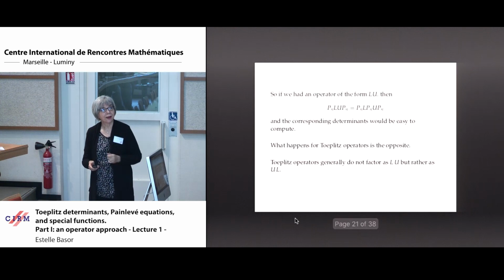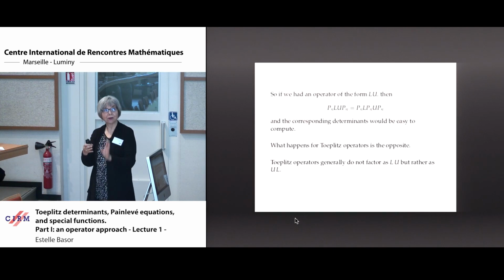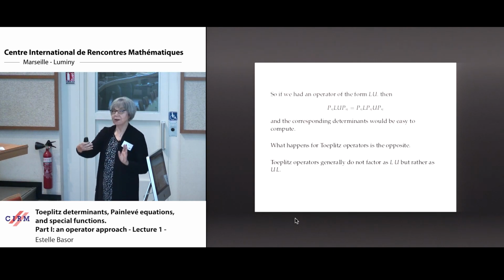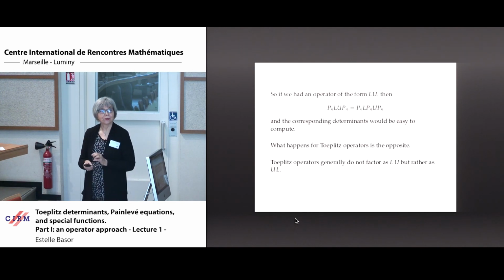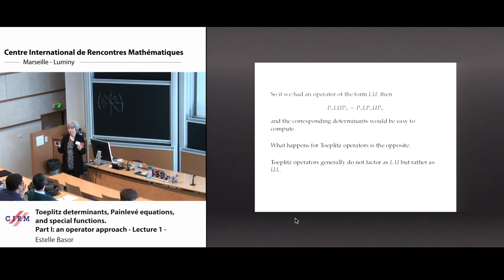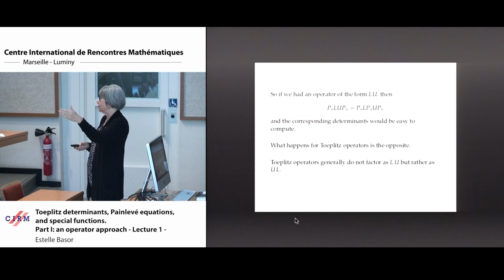All right, so if you had an operator and you could factor it into lower triangular times upper triangular, cut it off, you could move the P_n inside, and finding your determinant would be absolutely trivial. So that would be wonderful, but that doesn't happen. What happens for Toeplitz operators is the opposite. It doesn't factor into L times U, it factors into something that's U times L. So it does just the opposite of what you want. So what are we going to do? We're more or less just going to fix that via a commutator.